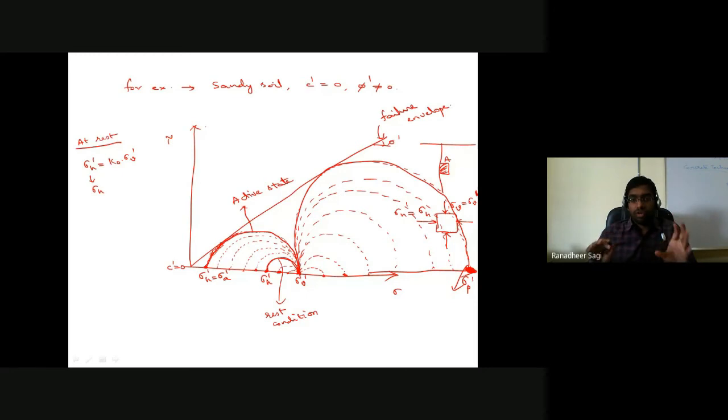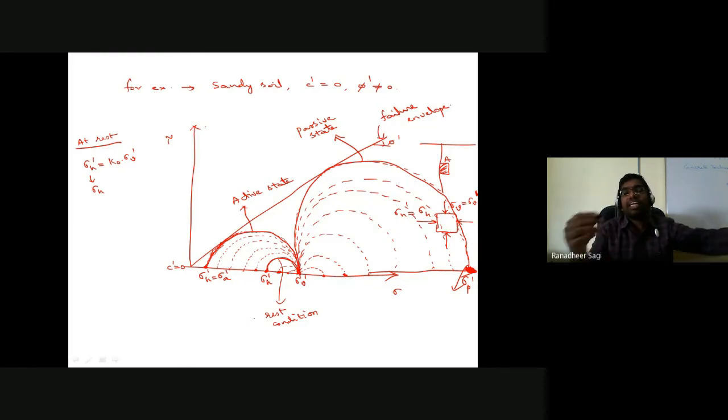Now, you are clearly able to see three dark circles which I have plotted: one corresponding to the at rest condition, the earlier one corresponding to the active condition, and this one corresponding to your passive condition. So for those three conditions, we had three Mohr circles plotted for the corresponding state of stress to which the chosen soil element has been subjected.